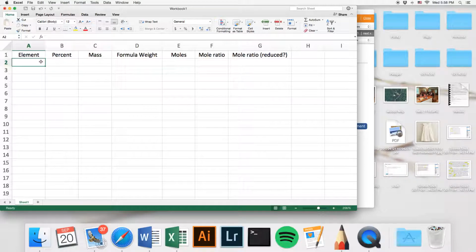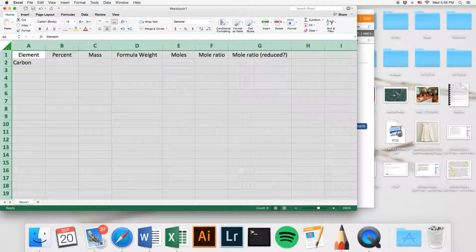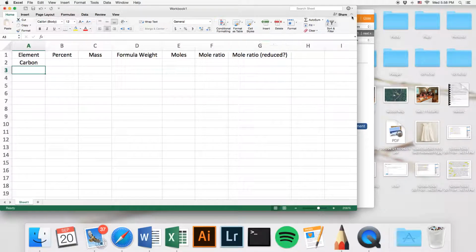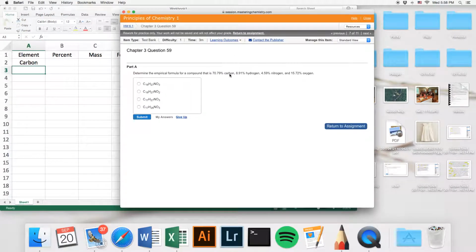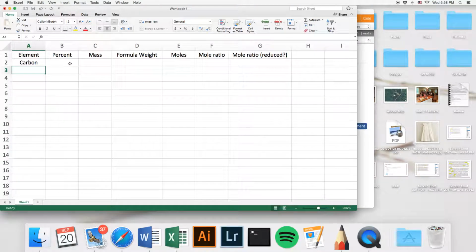So the first element that we're given, by the way, is carbon, right? How do you spell carbon? Carbon. First element we're given is carbon, right? That's right here, carbon. And what's the percent? The percent is 70.79%. Right? Can you see why I wrote the percent as that?